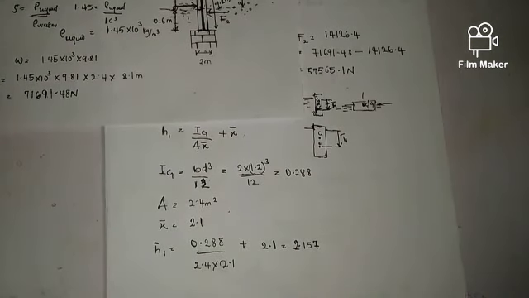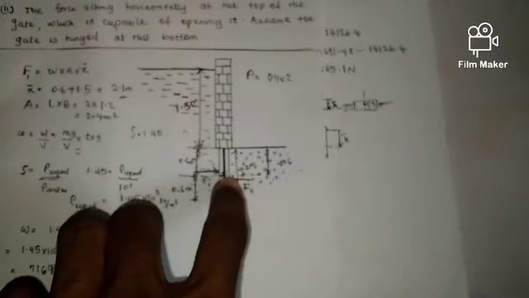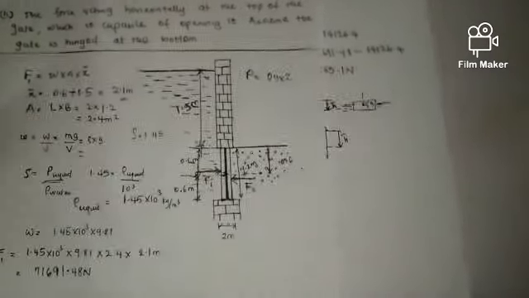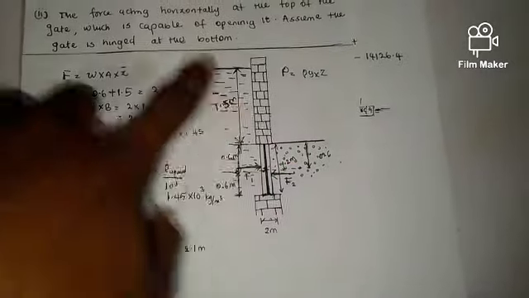Is that understood? So now this is the center of pressure from this gate to the surface of this liquid. Remember, we considered the first side of this liquid. So this is the center of pressure from this gate to the surface of this liquid.